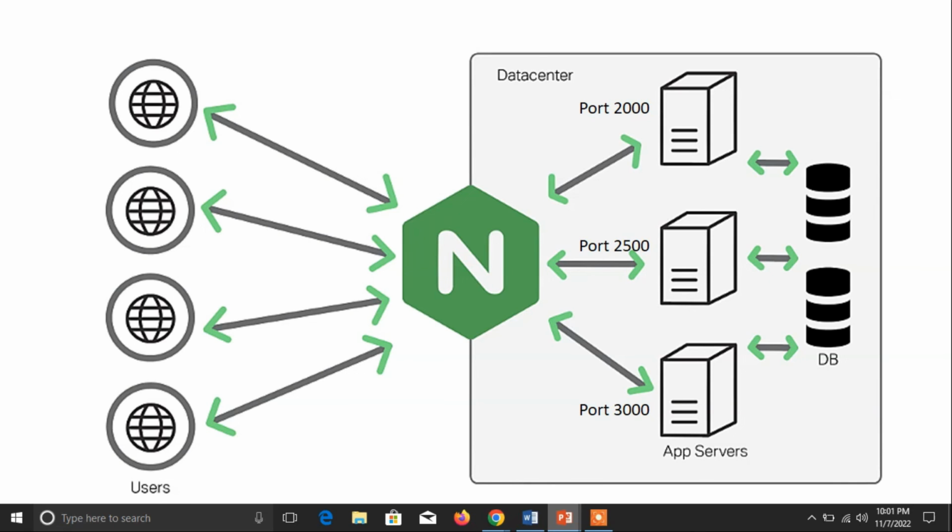This was all about what Nginx can do. That is why Nginx is so much used in production. And this was all about Nginx.